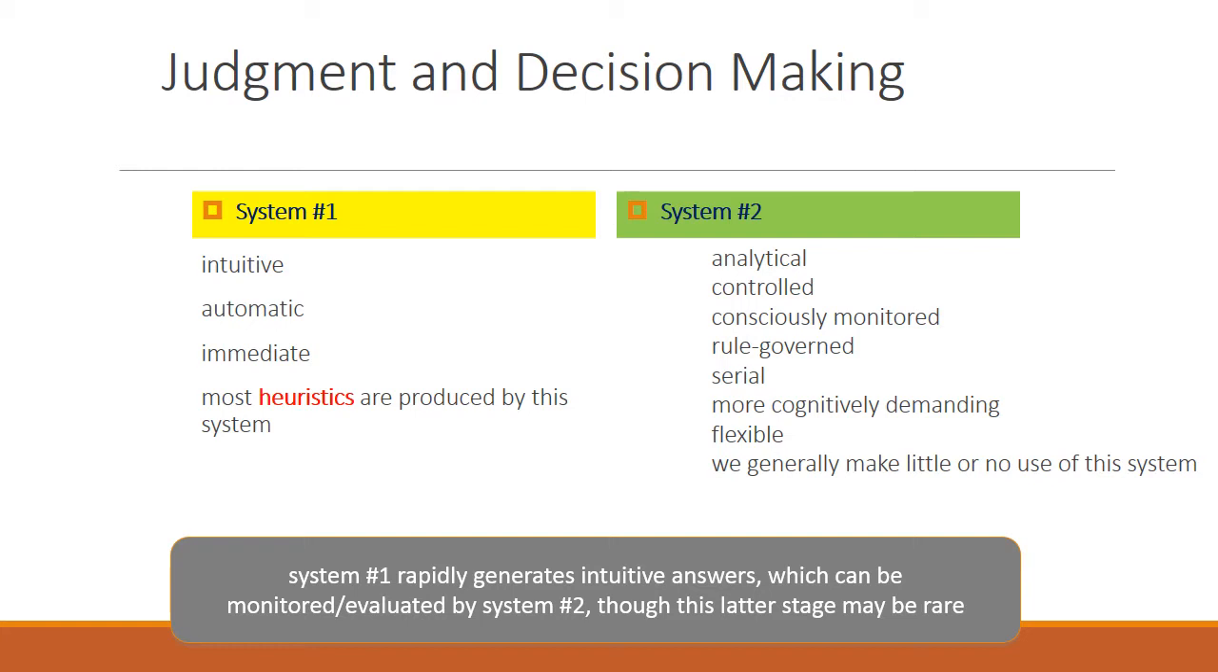Then you have System 2, which is more analytical or more controlled. It's consciously monitored. It seems to be more cognitively demanding, for example, and we make little to no use of this system. We generally rely on our System 1 processing. So System 1 you can think of as coming up with this sort of gut estimate, and then in some cases we might use System 2 to determine whether this gut estimate might be good or might be bad.